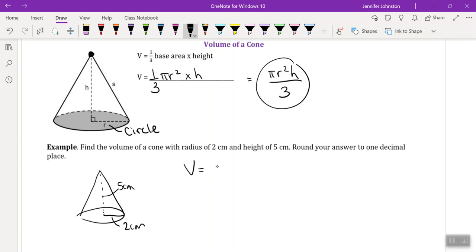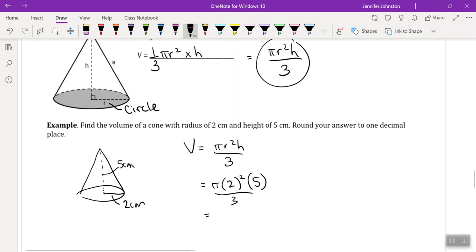So volume is equal to pi r squared h, divided by 3, which is equal to pi times our radius here, which is 2. Don't forget to use brackets. Squared times 5. And the most common thing people forget: don't forget it. You divide by 3.